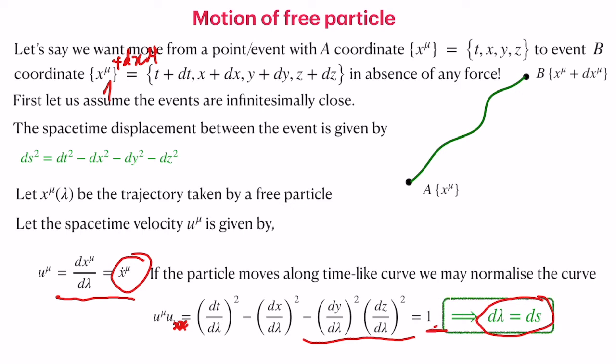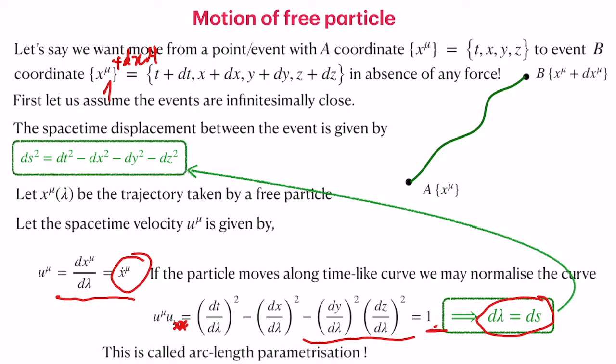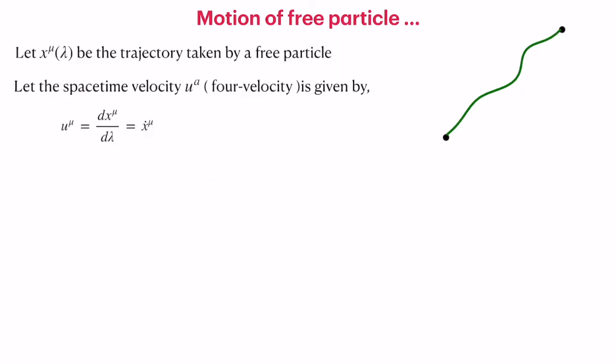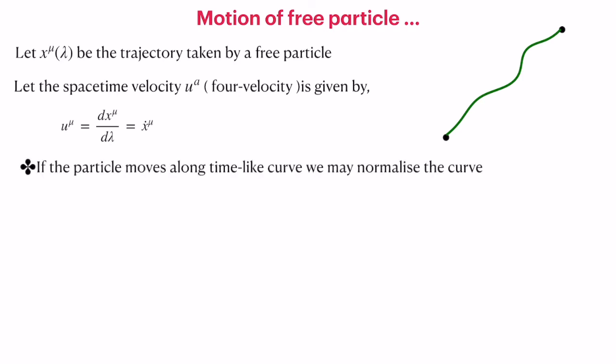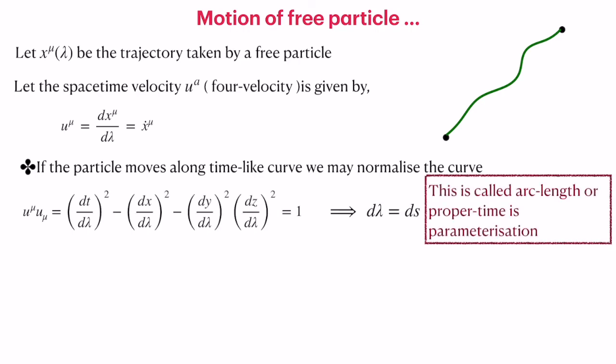In such a case, velocity u^mu gets normalized, or we can see that directly here. If we use ds as our parameter lambda, then your velocity would always be equal to 1, and such kind of parameterization is called the arc length parameterization. Let x^mu be the trajectory of a time-like particle, and then the four-velocity is given by u^mu = dx^mu/d lambda, that is equal to x dot^mu. Now, if we are referring to a time-like trajectory, then we can always normalize, or we can always use the proper time as our parameter. Then we have u^mu u_mu = 1.